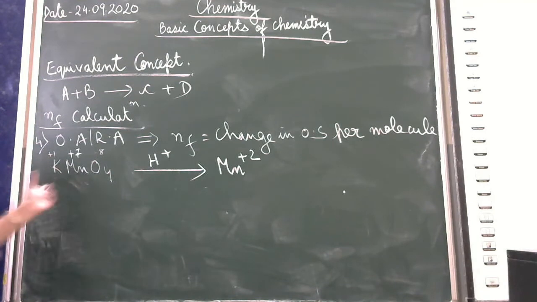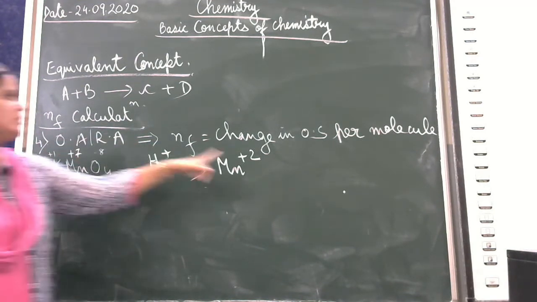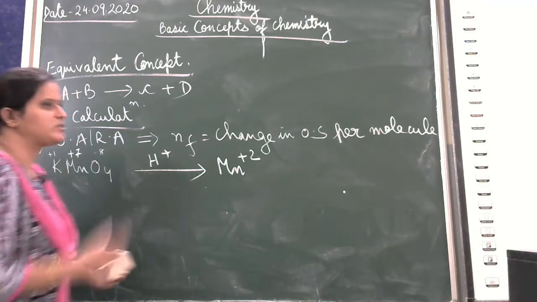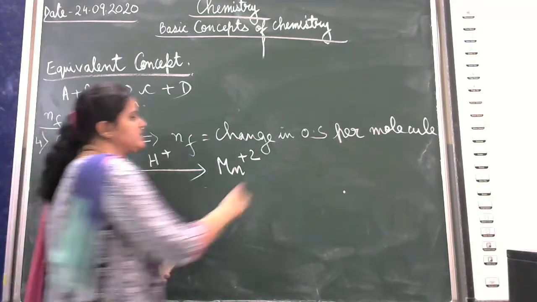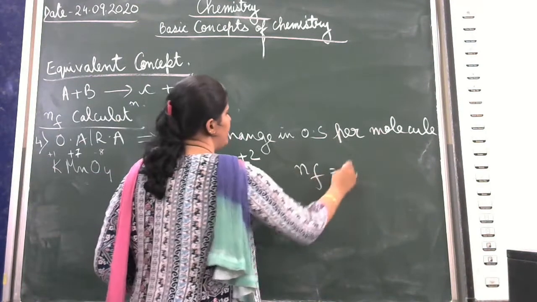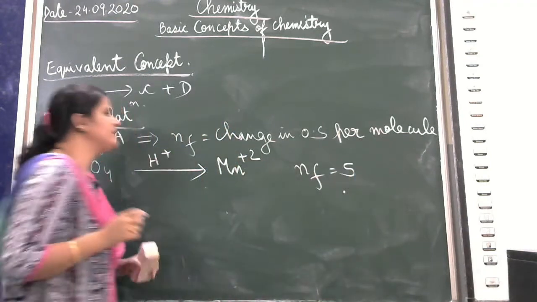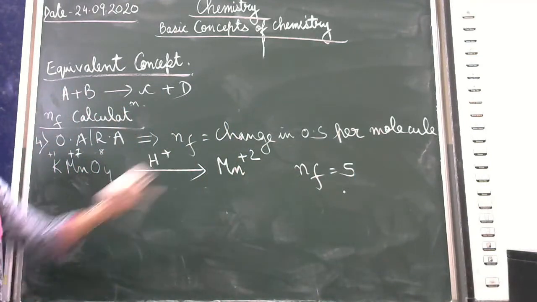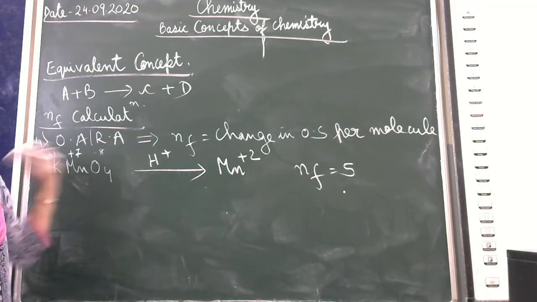So what is the change in the oxidation state of this manganese? From +7 to +2. The change is how much? Only the change, no sign. From 7 it is getting reduced to 2. The change is 5. So the n factor will become 5. Clear?